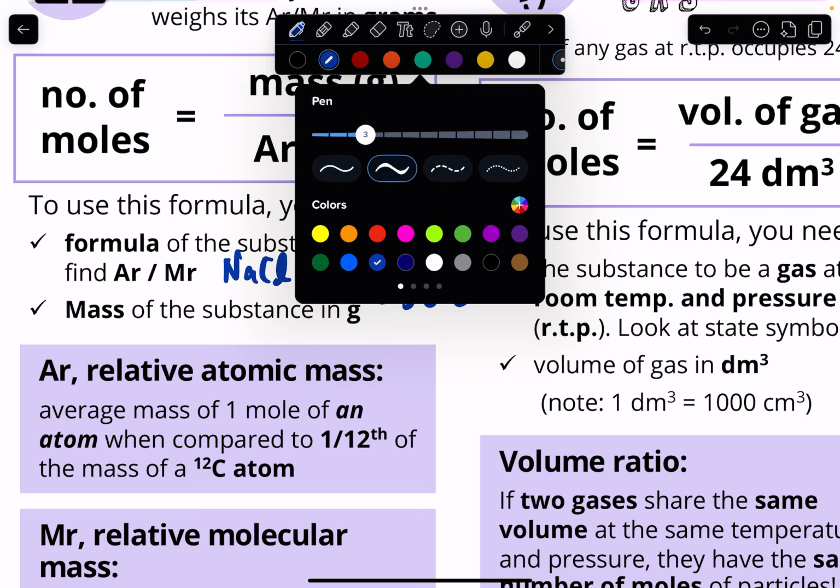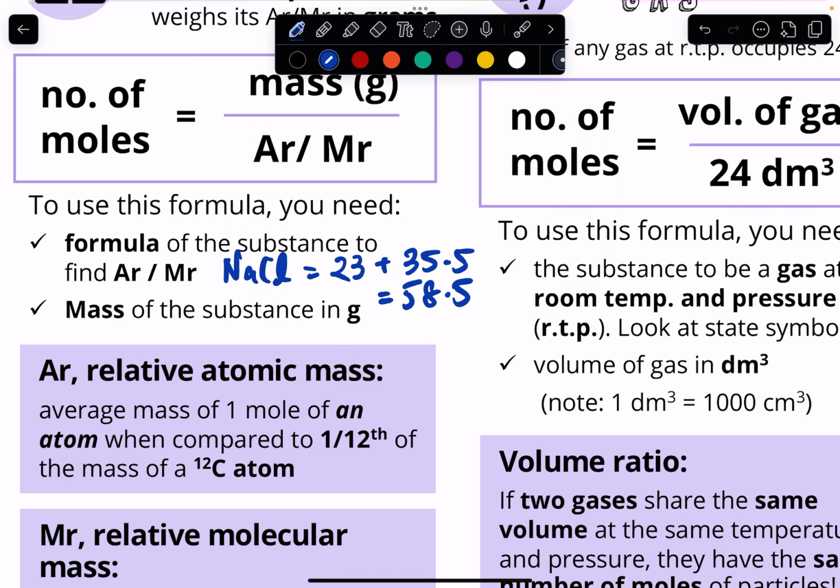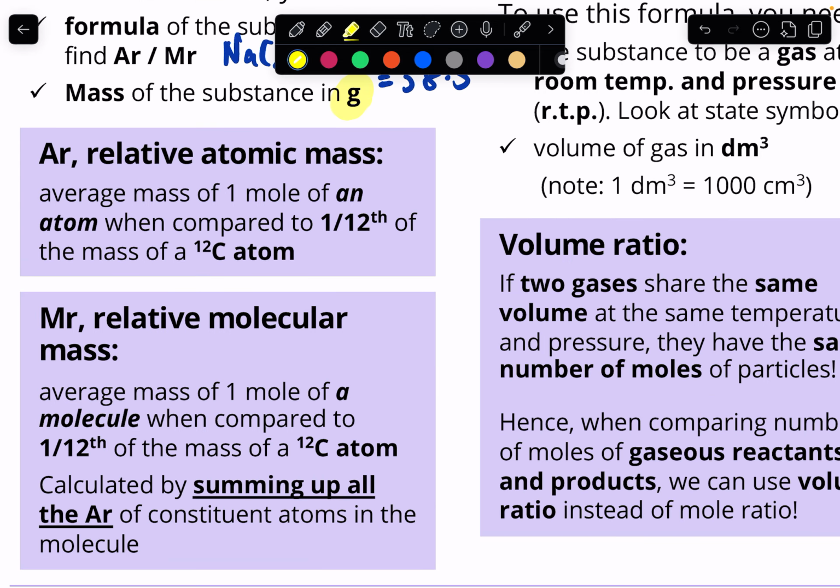And we need the mass of the substance in gram. So if it gives you kg or any other unit, convert it to gram first before we apply the formula. So what is AR and what's MR? We need to know the definition. Okay, this can come out in exam. How we calculate MR is we add up all the AR of the atoms in this molecule. Or if it's a relative formula mass, then we look at the mass of the ions in this formula.